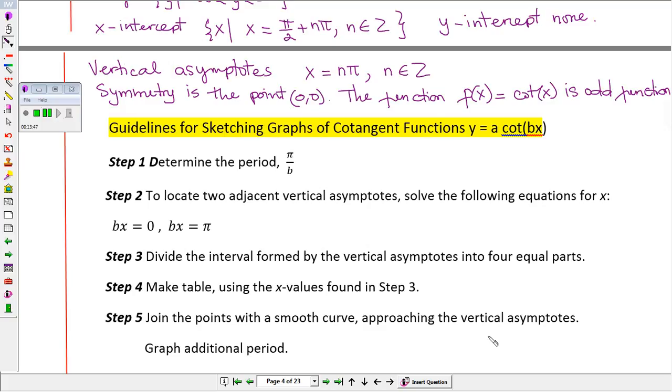So go ahead and write down the first step, and then we will begin to graph the cotangent function where a and b are not 1.